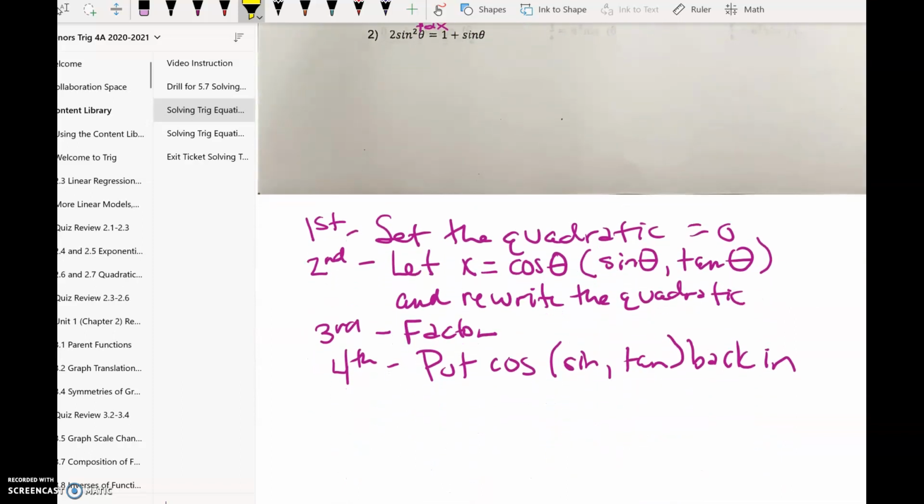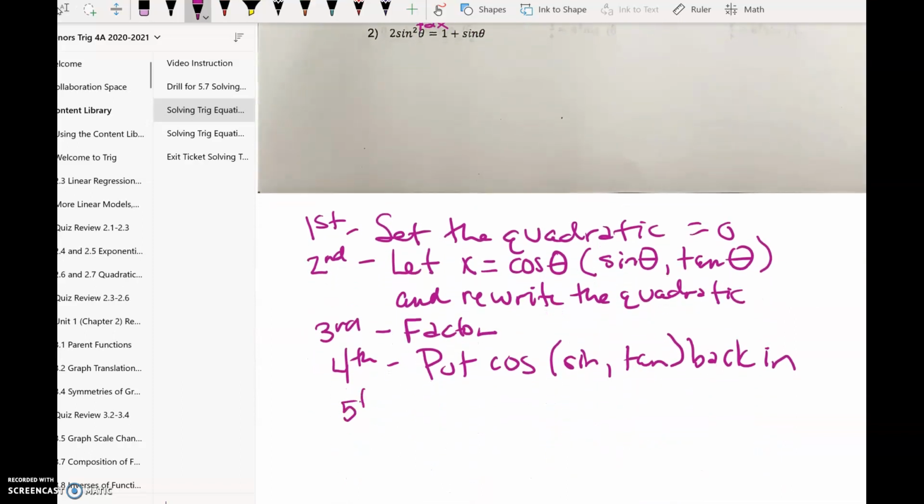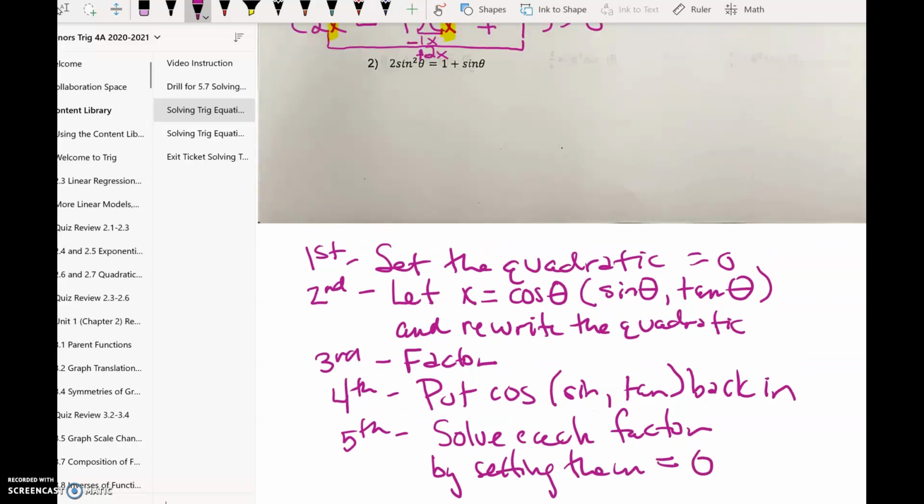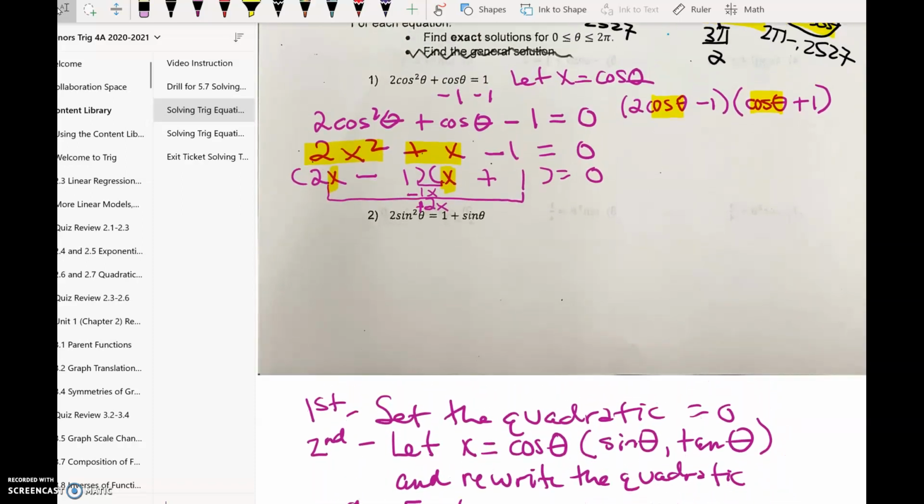And now my fifth step is to solve each factor by setting them equal to 0. So let's do that. 2 times the cosine of theta minus 1 equals 0. And cosine of theta plus 1 equals 0. And we have two equations then to solve.